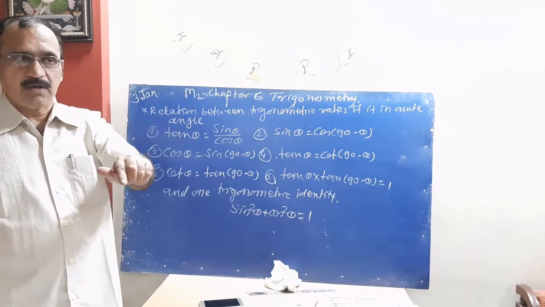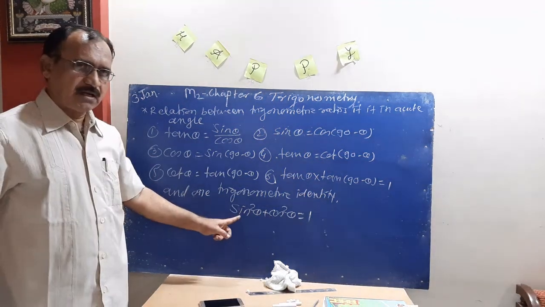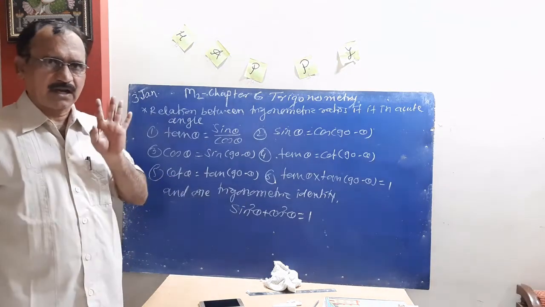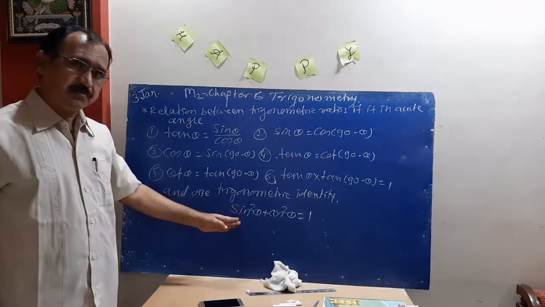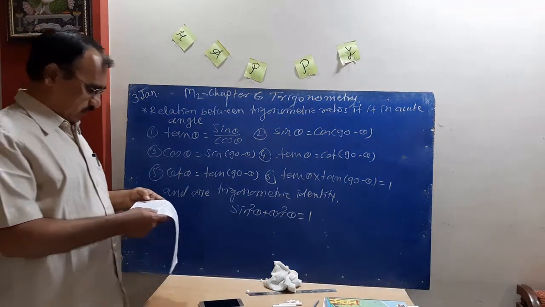You can prove all these relations with the help of a right angle triangle. If any problem, you can ask me. We can prove this identity easily, and the proofs of these identities are also in our textbook. Okay, write down this first.